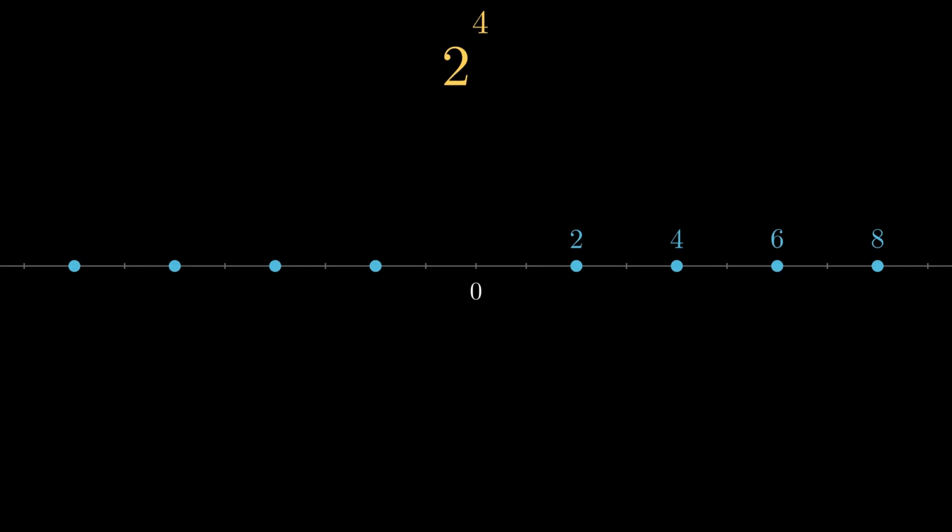Not numbers, not transformations. And once you realize that, a much stranger question appears. If the exponent only increased by 1 each time, why does the answer seem to explode? Where does that explosion actually come from?